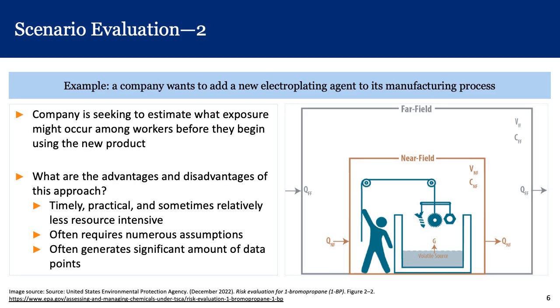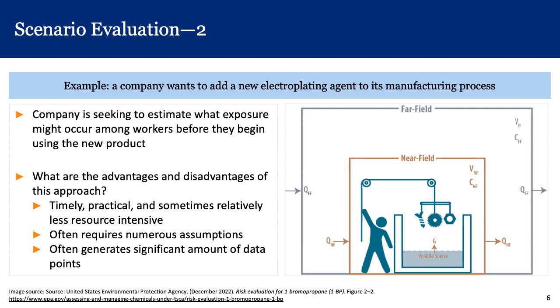Here's an example looking at specific scenario evaluation. You can see here, this is a schematic on the right of an individual working in a facility where they're doing an electroplating operation, where they're dunking materials into a bath and allowing them to be coated with various metals like chromium and so on. The company in this example wants to utilize a new electroplating agent in its manufacturing process, but before they do so, they want to get some estimates about what the exposures might be if they add this new product.